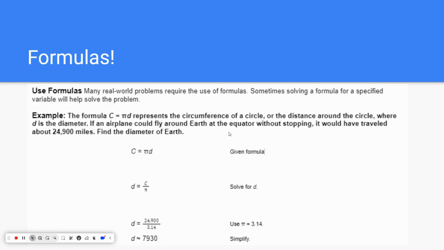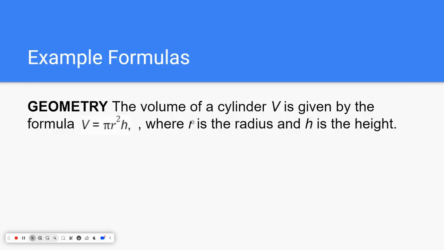Let's look at an example that we'll actually have you do on the homework. This is a geometry problem. I'll read it to you. It says the volume of a cylinder, V, is given by the formula V equals pi times r squared times h, where r is the radius and h is the height. So you've got a cylinder, think of a Pringles can or something, and we've got this formula for its volume, how much air is in that Pringles can.